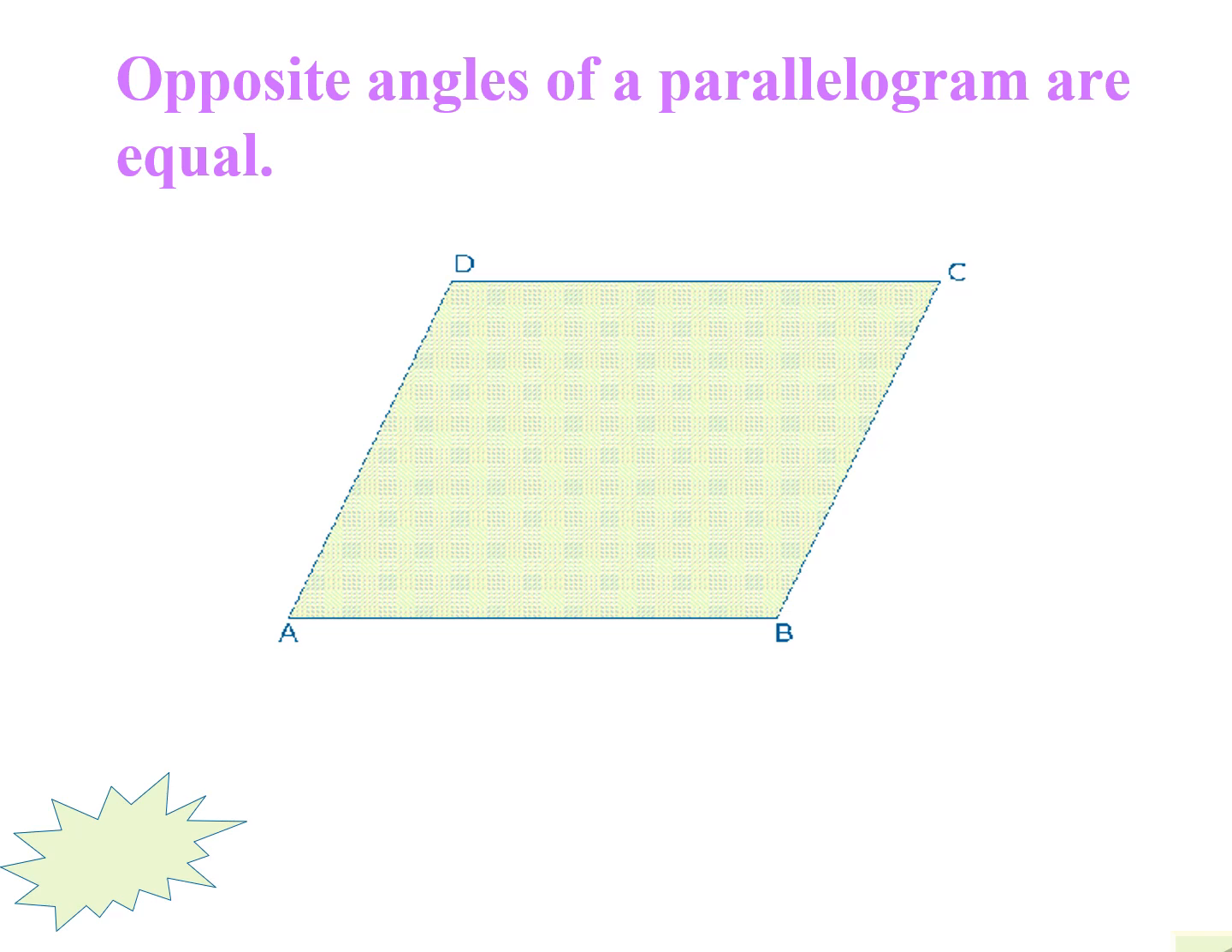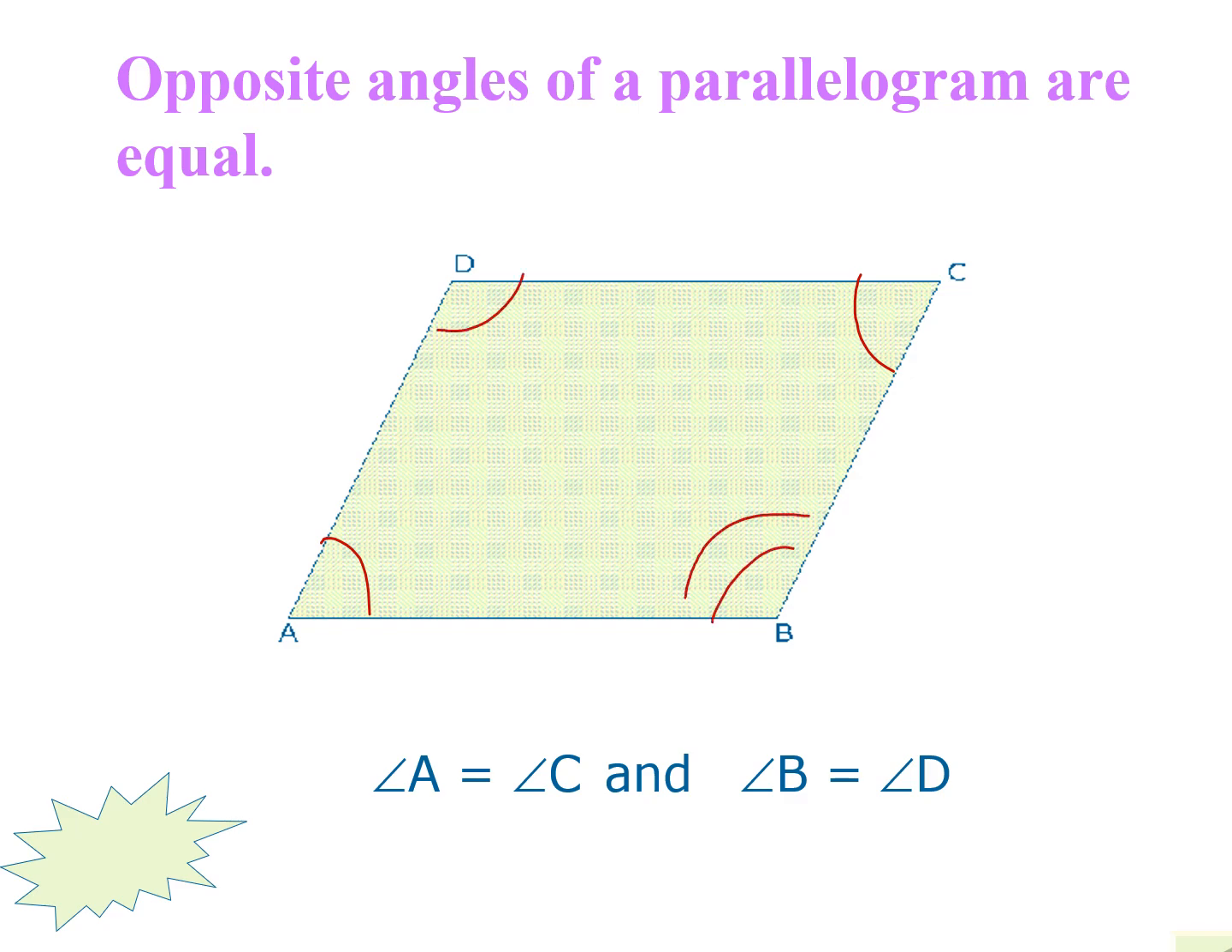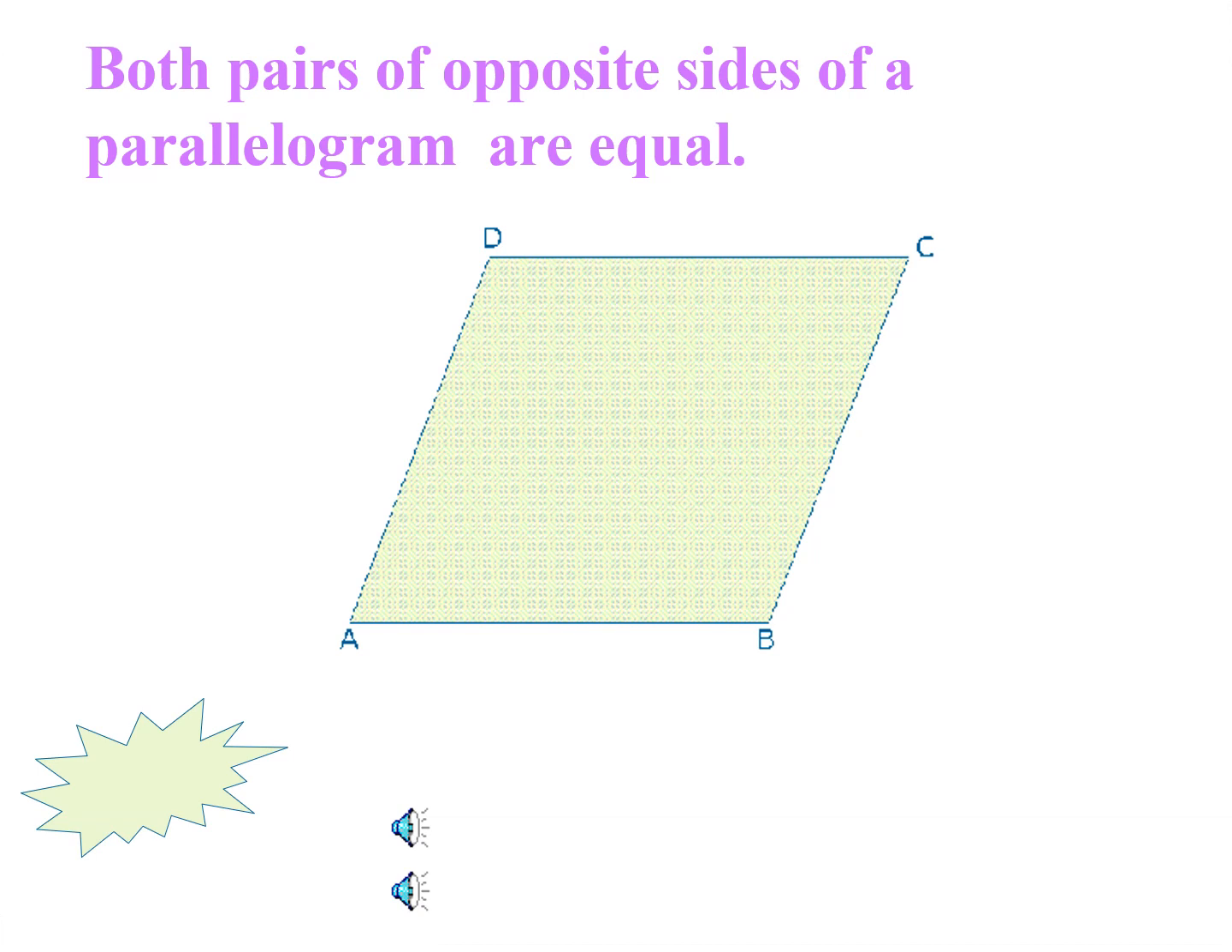First we will start with the properties of a parallelogram. The opposite angles of a parallelogram are always equal. That means angle A is equal to angle C and angle B is equal to angle D. The second property tells us both pairs of opposite sides of a parallelogram are equal. That means AB is always equal to CD and AD is always equal to BC.